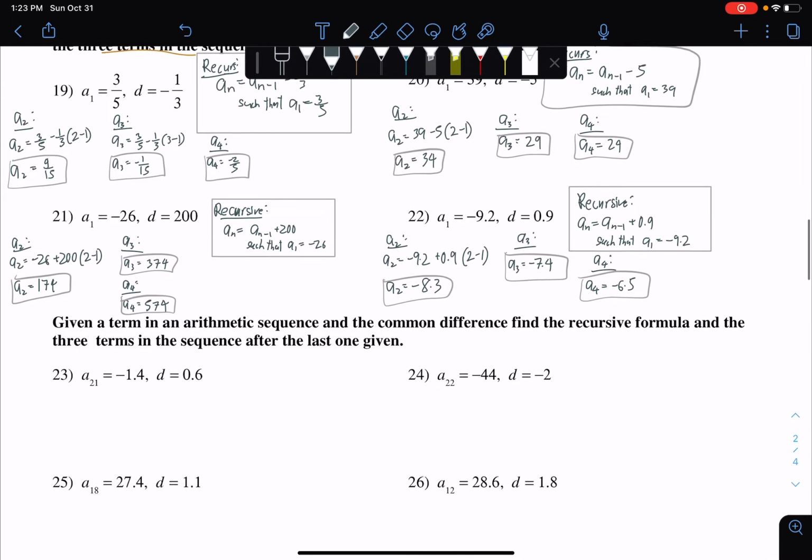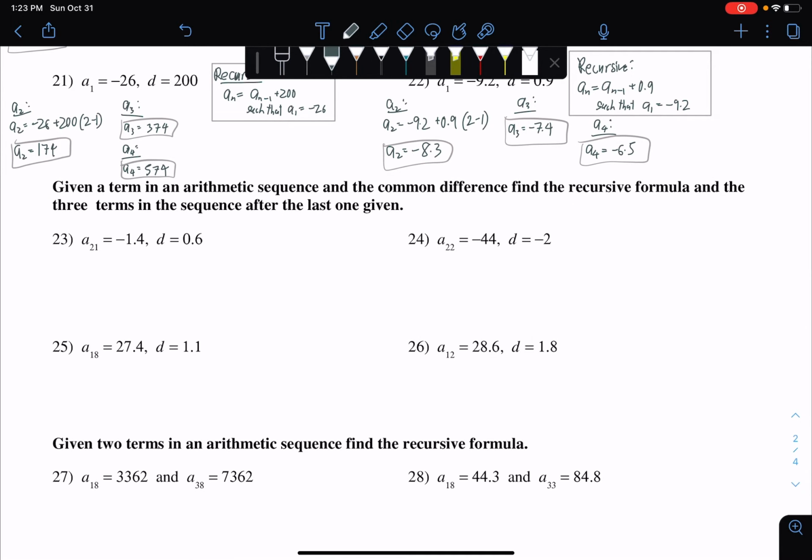Okay, let's continue. Given a term in an arithmetic sequence and the common difference, let's find the recursive formula and the three terms in the sequence after the last one given.